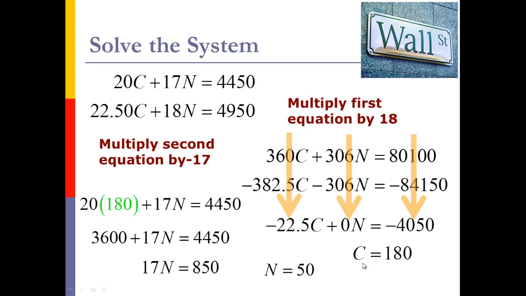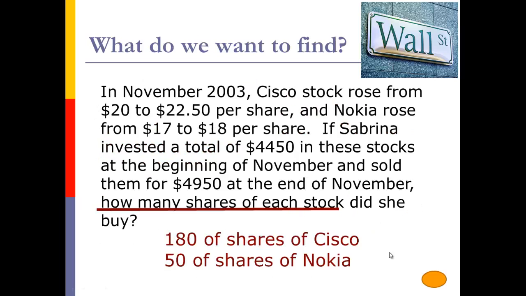But now remember, it's a word problem. So one of the things that you do is think about your client. You're in the real world and you're going to say to your client, yeah, n equals 50, c equals 180. Your client will be looking at you going, what? What are you talking about? So remember, take these nice mathematical symbols that we have here and rewrite them in words so that everybody can understand. We're talking 180 shares of Cisco and 50 shares of Nokia.